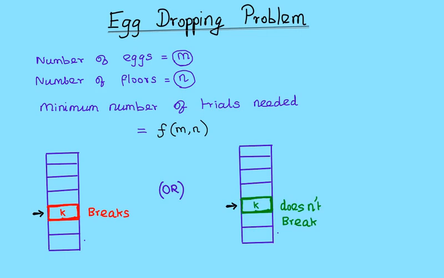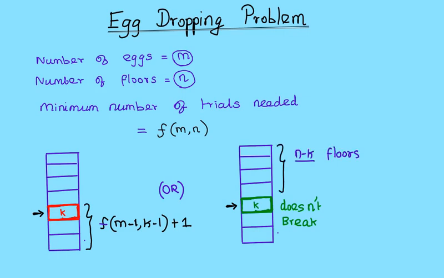If the egg breaks, then we have to check the bottom k minus 1 floors and we have m minus 1 eggs left. Hence the minimum number of trials needed to check is f of m minus 1 comma k minus 1. So total trials needed is f of m minus 1 comma k minus 1 plus 1. If the egg does not break, then we have to check the top n minus k floors and we have m eggs. Hence the minimum number of trials needed to check is f of m comma n minus k. So the total trials needed is f of m comma n minus k plus 1.